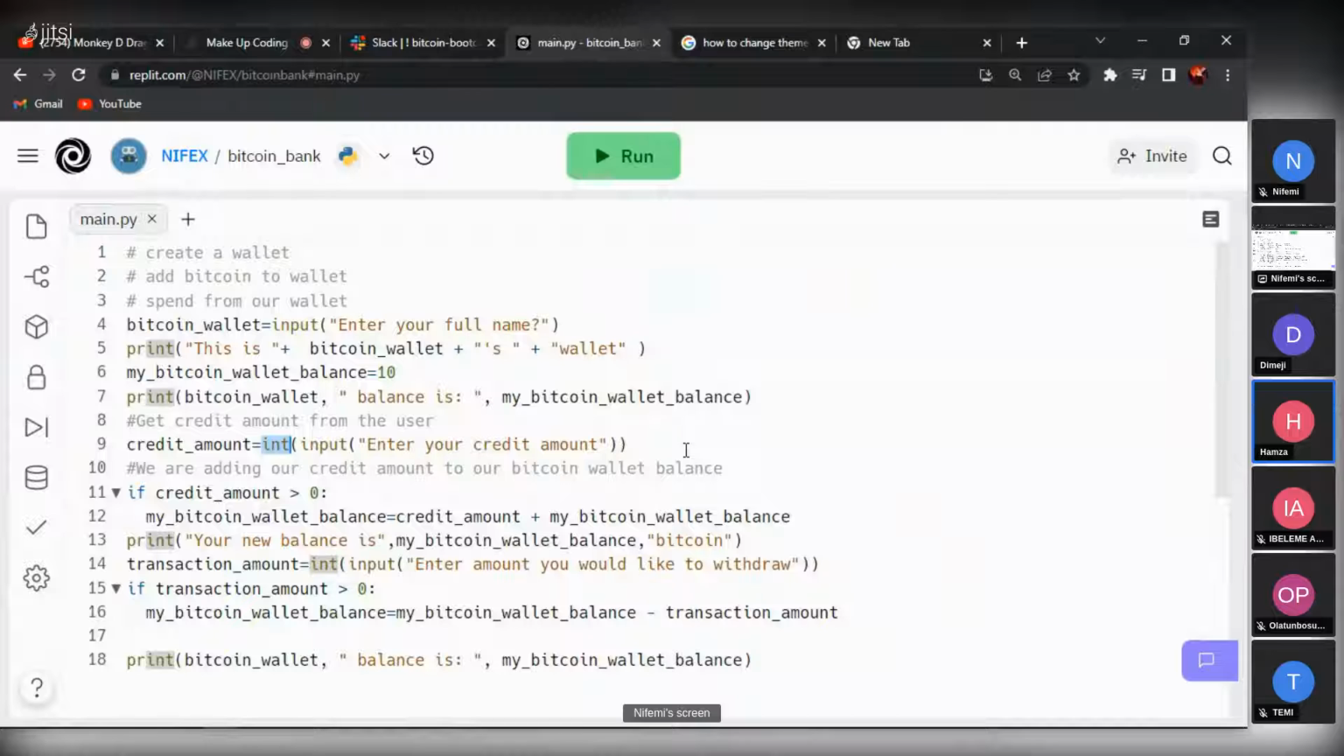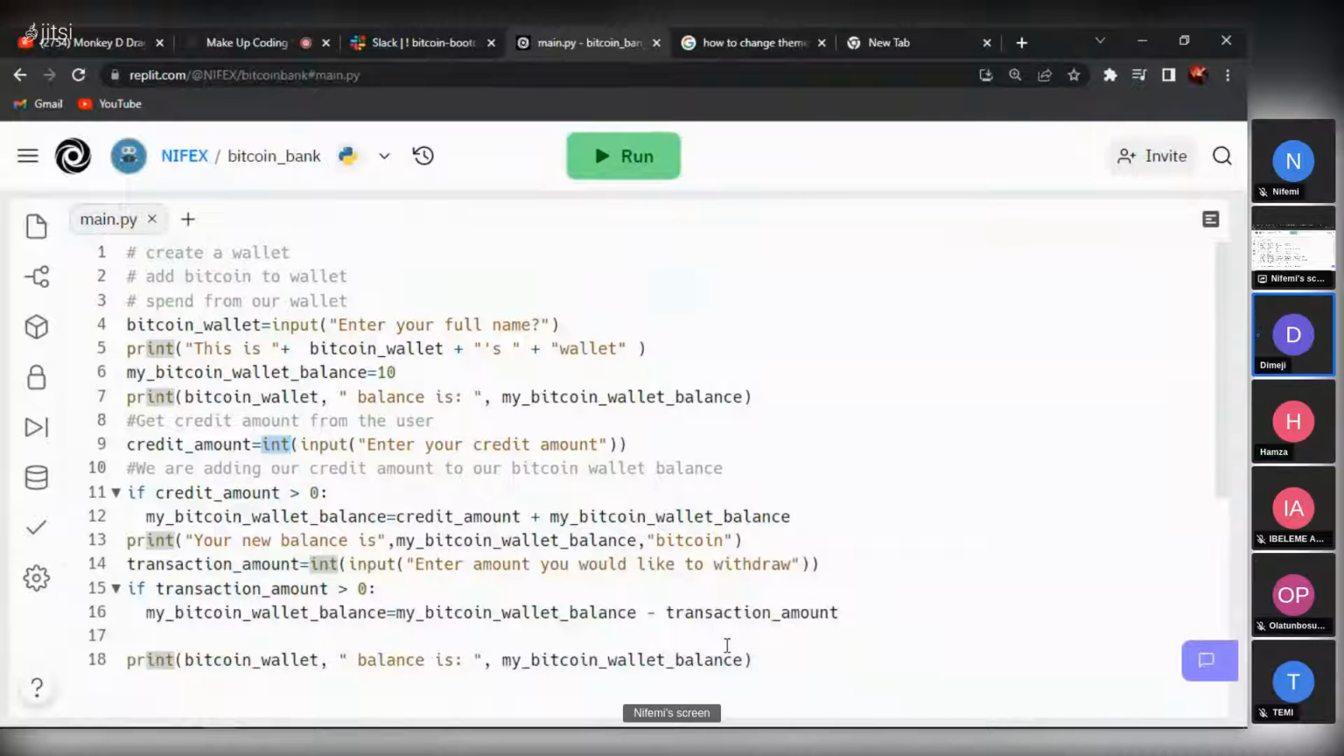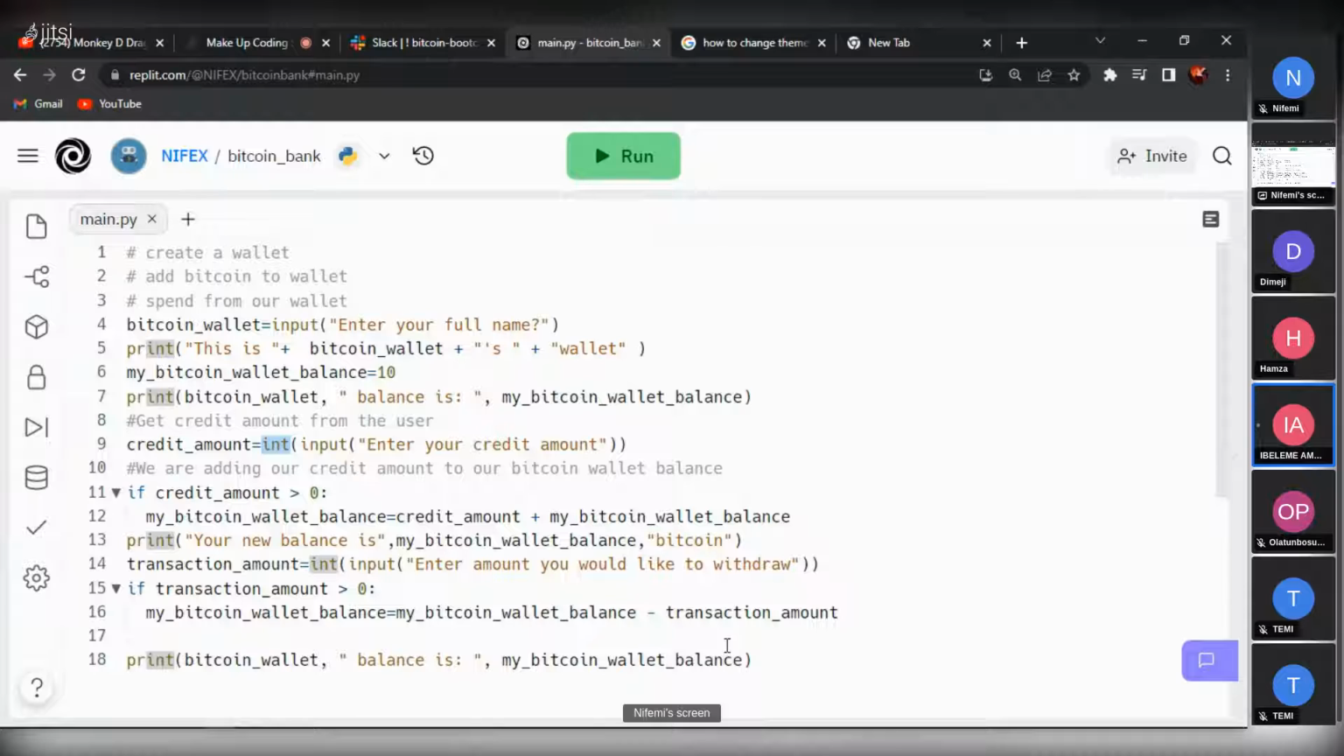Yes, sir. Anu, do you understand? Yes, sir. Amarachuku, do you understand? Yes, sir. Are you sure? Yes, sir. Okay, explain to me, please. Line 9 is casting whatever the user puts in, and that is 10, and 10 is a string. So that int is the one that is used to cast the amount. Thank you very much.